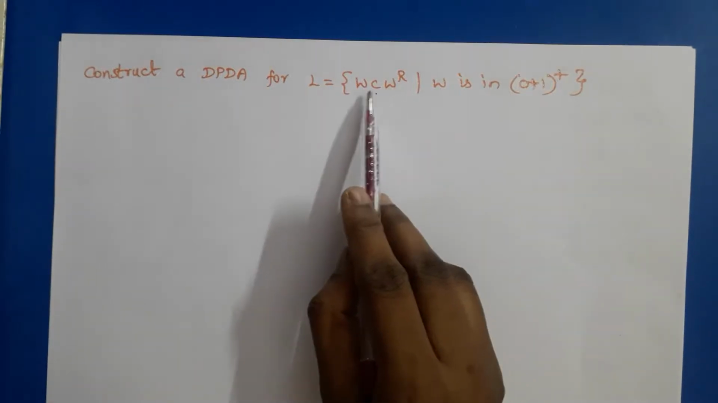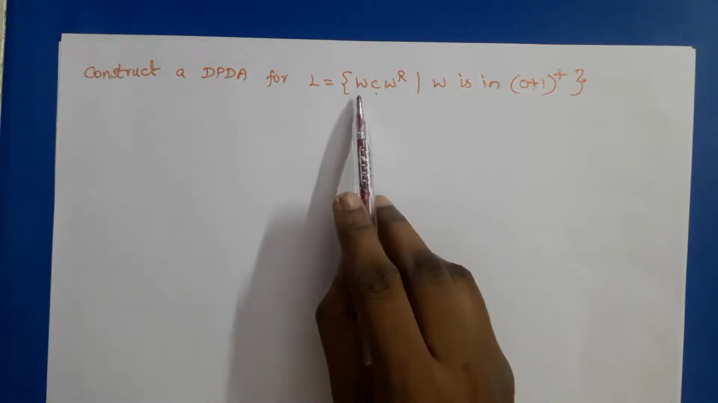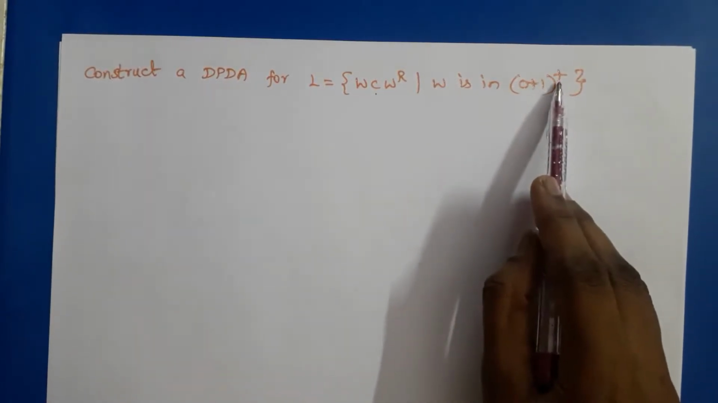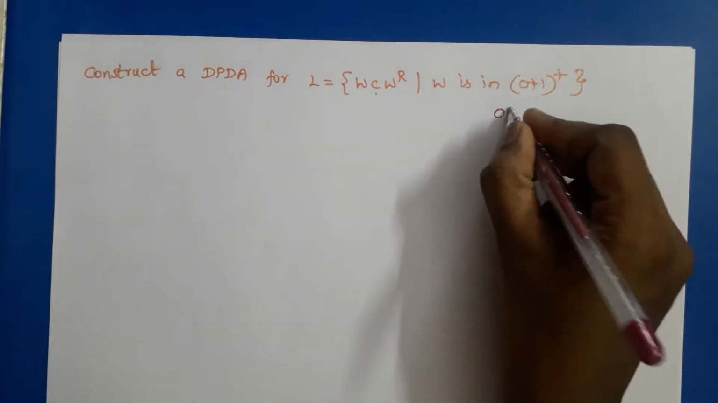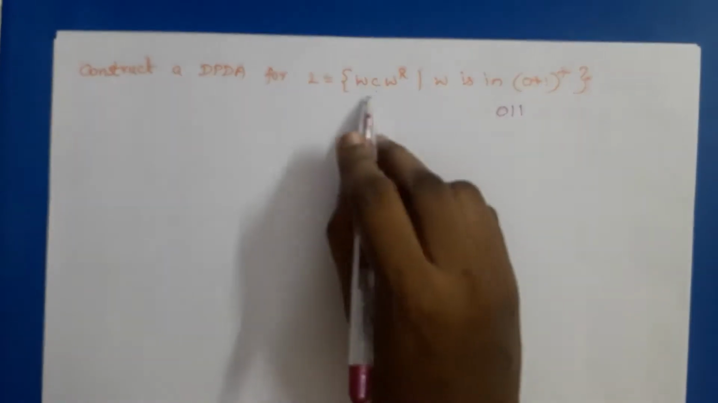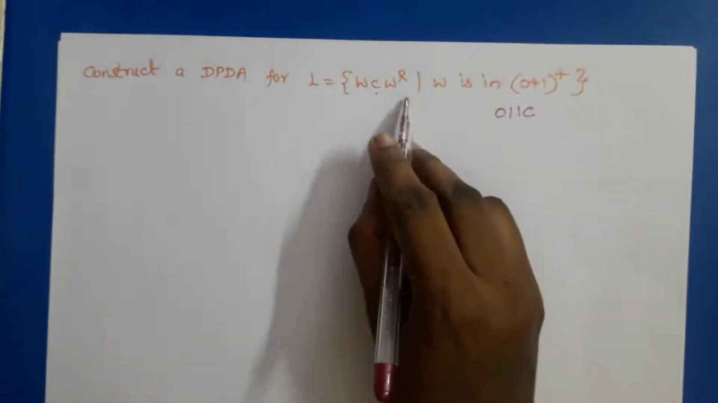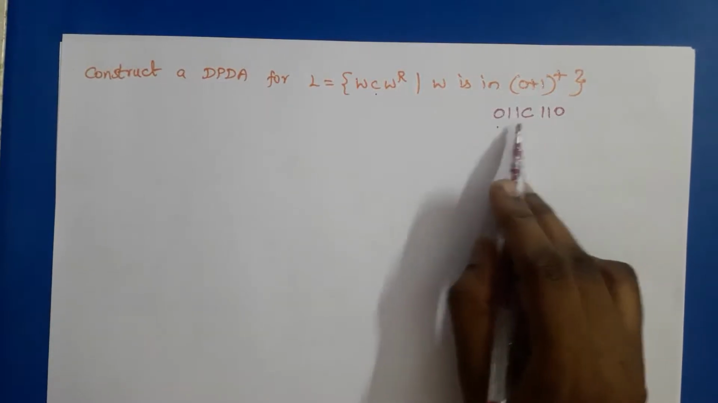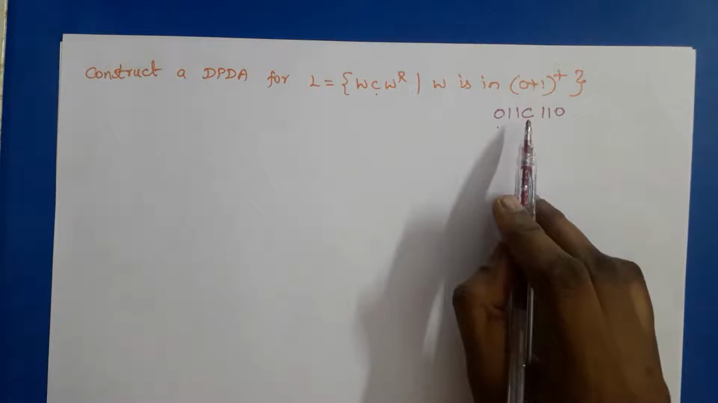But WCW reverse, here the center marker C is given and W is in (0+1)+. So W can be framed by any number of zeros and ones. It should be followed by C, the center C, and it is followed by the reverse of W. Reverse of W is 110. So this is also a palindrome, but an odd length palindrome. Here the center symbol is C.